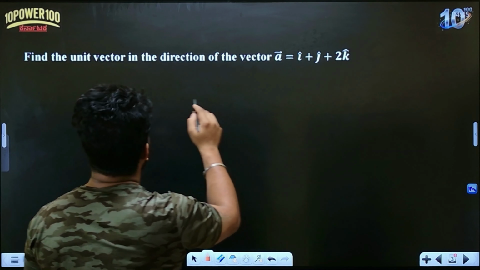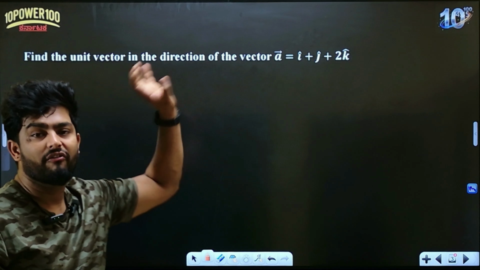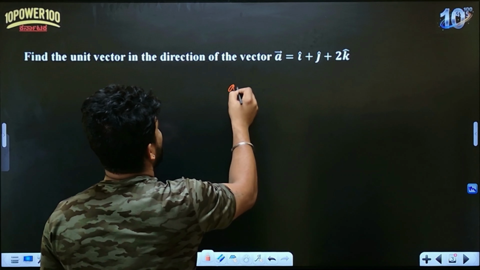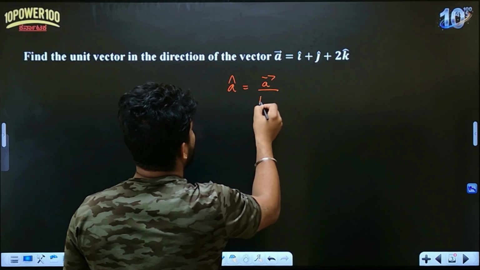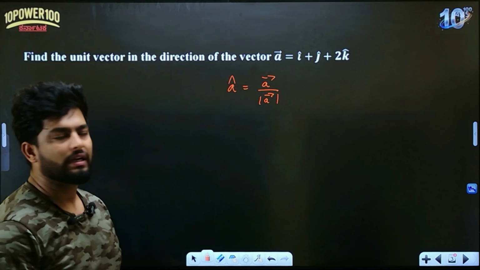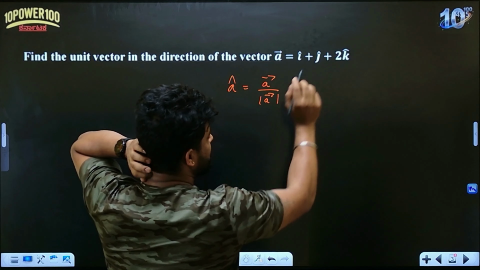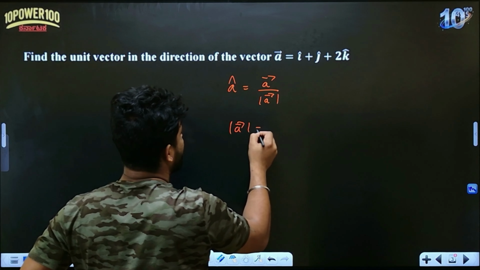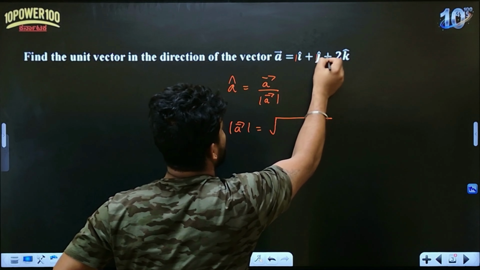So when it says unit vector, read the question properly. Unit vector in the direction of vector A, right? So what we have to do is find A cap. A cap is equal to vector A divided by magnitude of vector A. That is the actual formula. Vector A is clearly given. Now, to find the magnitude of that vector, magnitude of vector A is equal to square root of this. This is 1 and this is 2.